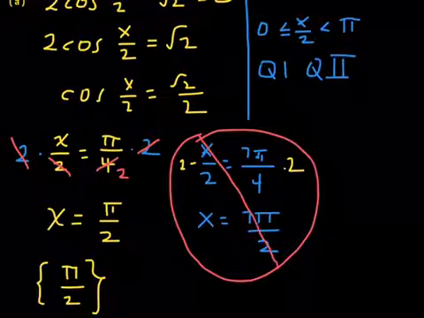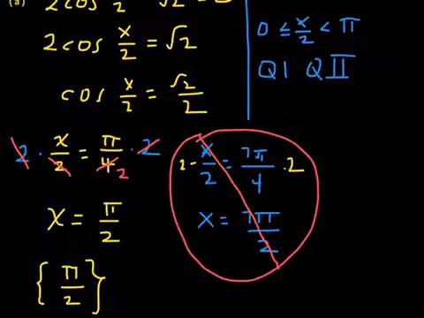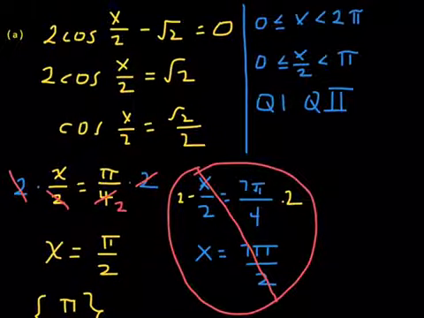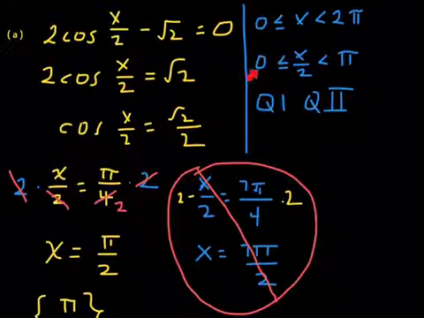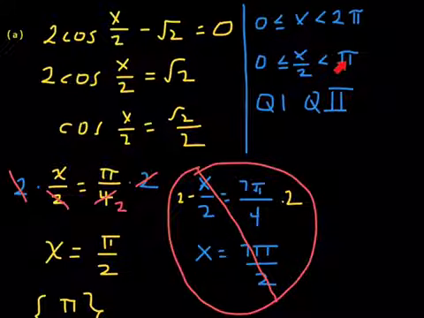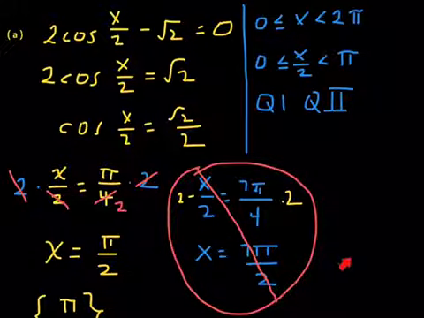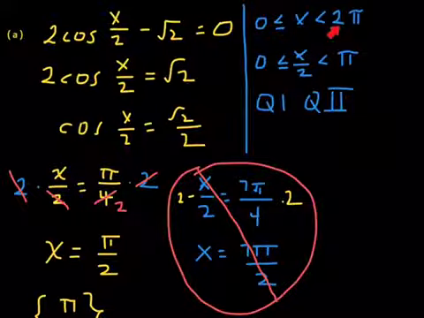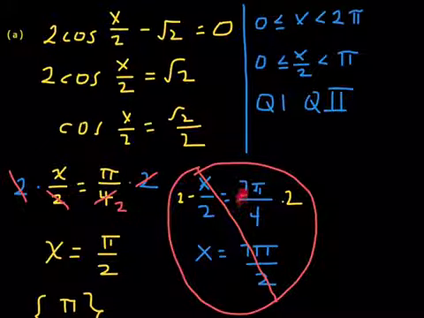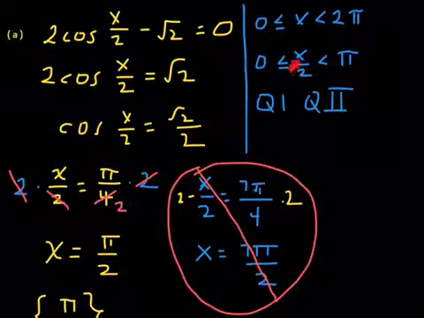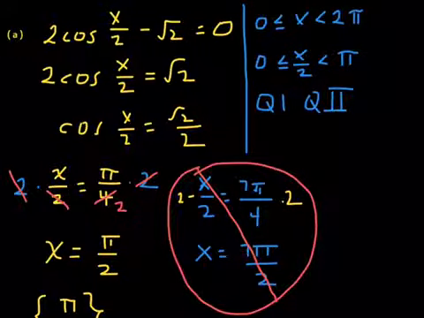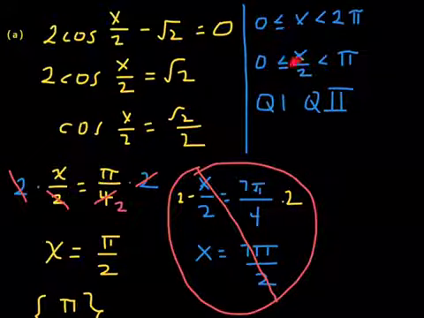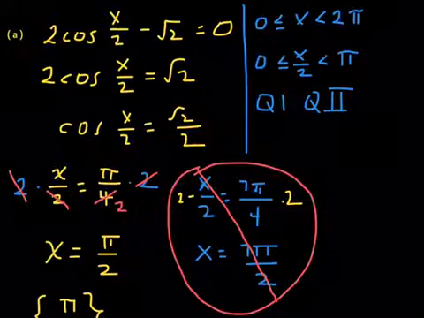Which is why I took you down this road over here. I said that when we consider our values for x over 2, only look at values between 0 and pi to make sure that you are, at the end of the day, giving an x value that is between 0 and 2 pi. When we just pulled an x over 2 value that is in quadrant 4, greater than pi, our final answer ended up being greater than 2 pi for x. So this interval right here is really important, all right?